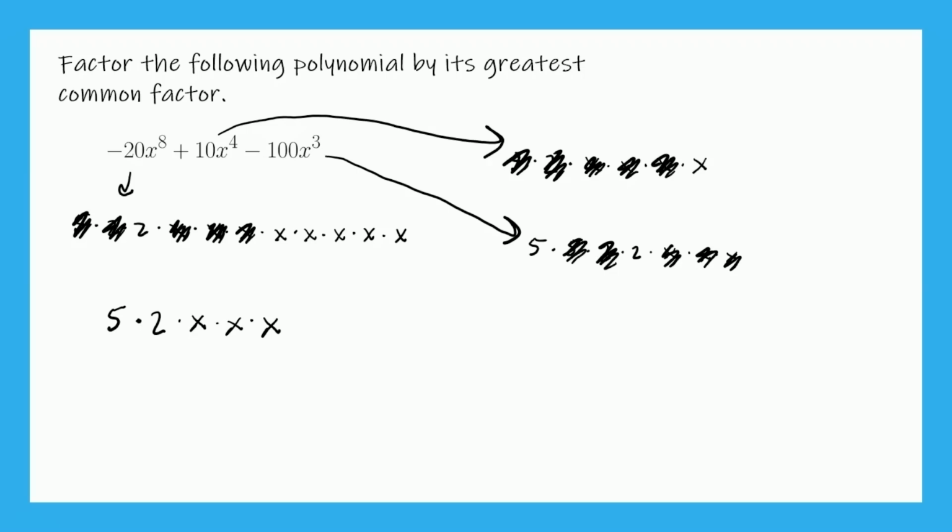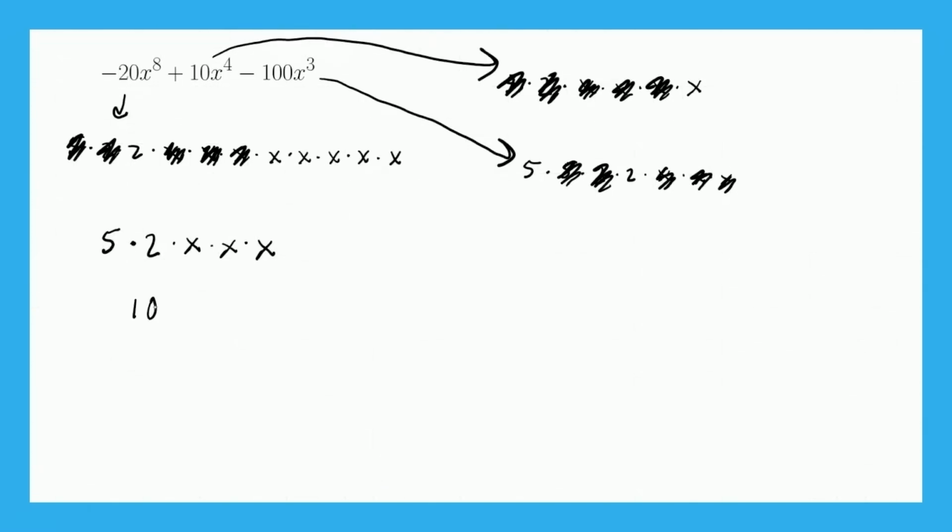Okay, now let's just rewrite 5 times 2 times x times x times x as 10x cubed. 10x to the power of 3. And now in parentheses, making sure to pay attention to the signs that we had originally up here, we're going to write everything that we have left over. So this was a negative 20x to the 8th, so we need to make sure to put a negative right here. And then what do we have left over? We had a 2 and 5 x's, so it's going to be 2x to the 5th. So negative 2x to the 5th is what we had left over from the negative 20x to the 8th after we divided out the 10x cubed.